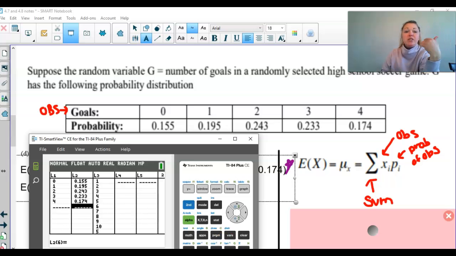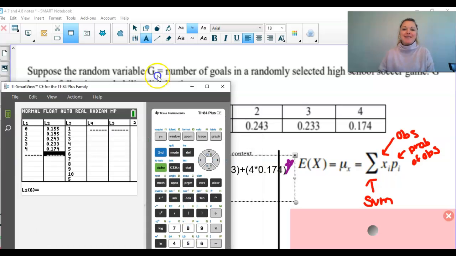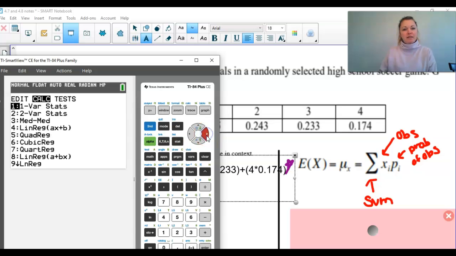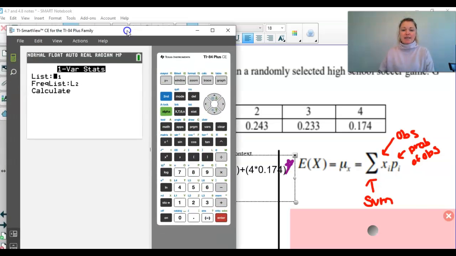It's always good to just quickly double check what's going on, okay? 0 through 4 is okay. We have 0.155, 0.195, 0.243, 0.233, and 0.174. We did that okay. All right, ladies and gentlemen, now we want to calculate the mean based off this probability distribution. So I'm now going to hit Stat, arrow over to Calc, and hit Enter on 1-Var Stats.